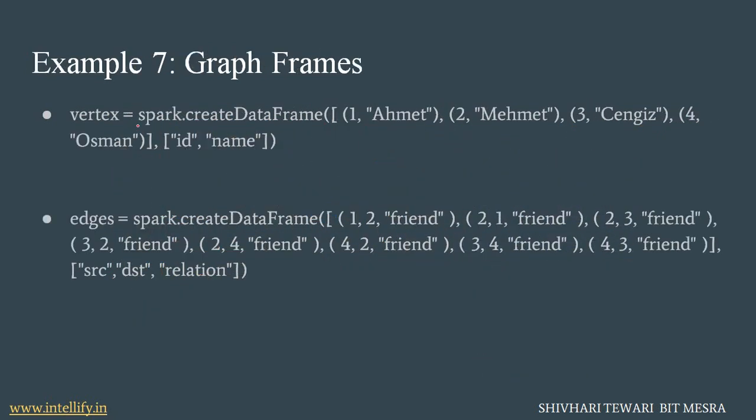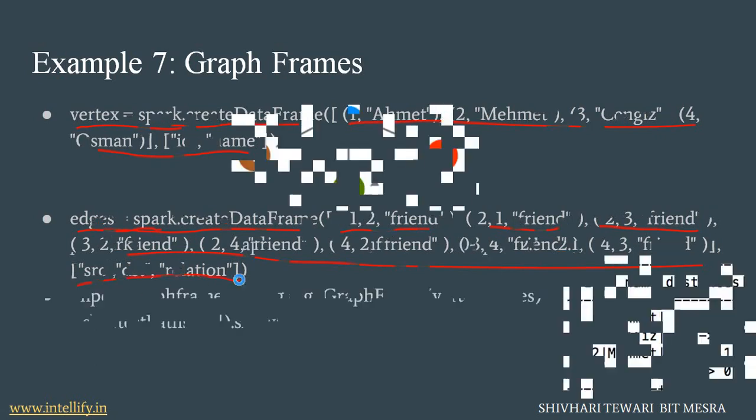Here is the example of GraphFrames. Vertex equals spark.createDataFrame, the values given to the GraphFrame. Then we will give the value for the edges. Spark createDataFrame, value 1 to 2 friend, 2 to 1 friend, 2 to 3 friend, and so on. And after that it will be a directed graph which will be created by the GraphFrame of the Spark library.